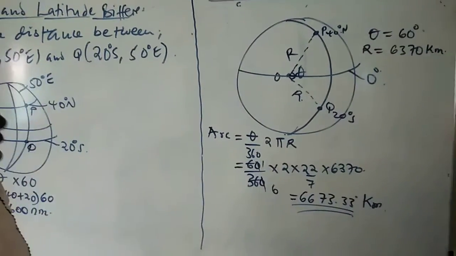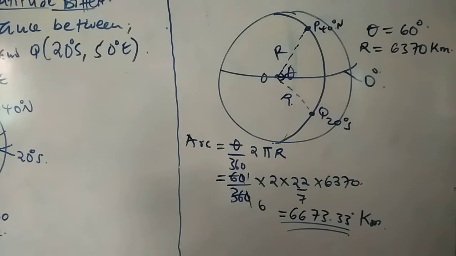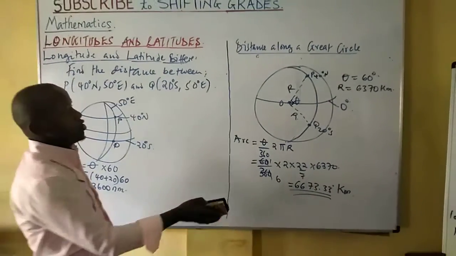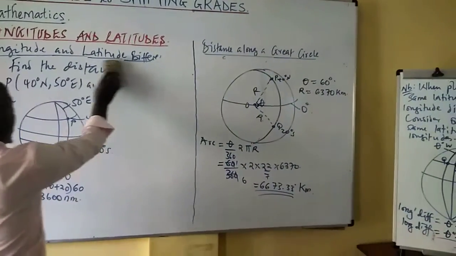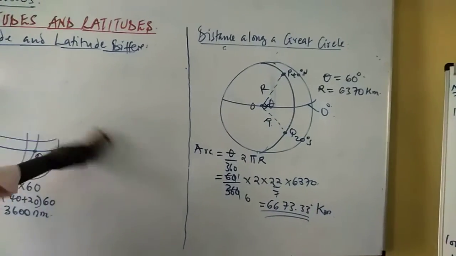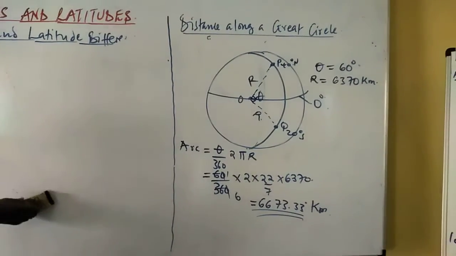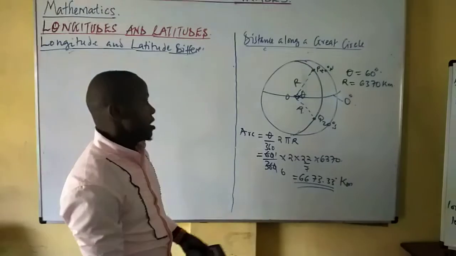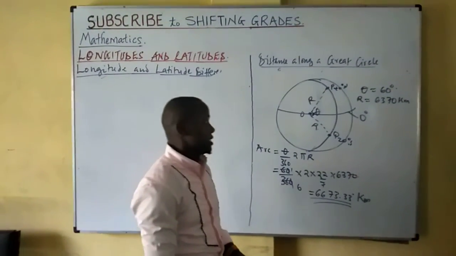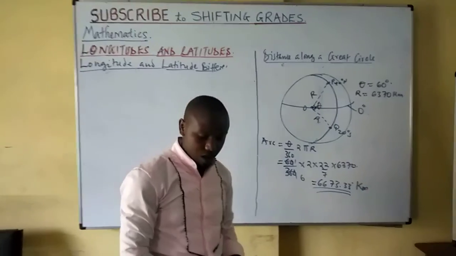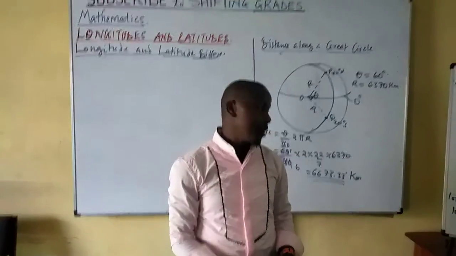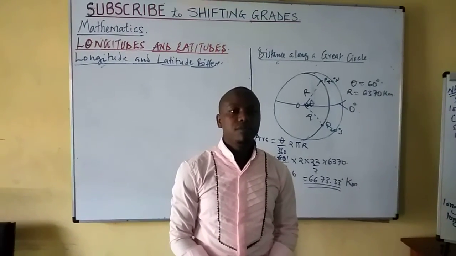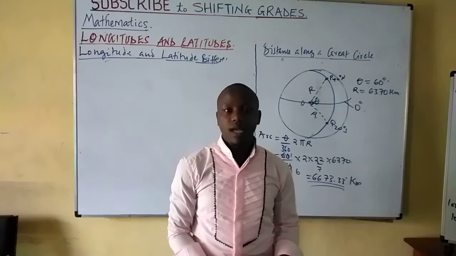Therefore, the distance can be calculated in kilometers by considering the distance between the two places to be an arc, assuming that the Earth's surface is a perfect sphere. So that's how we get the distance between two places along a great circle. In the next lesson, I'll be showing you the distance between two places which are on the same small circle, or on the same latitude.